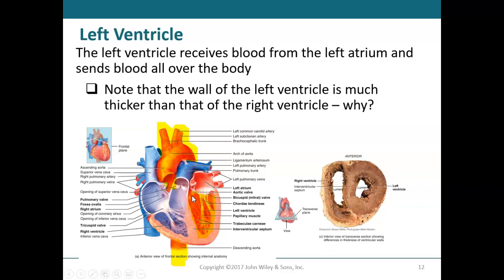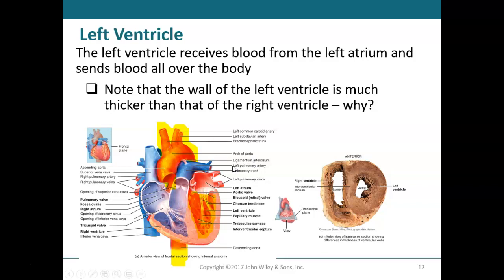Now once that blood is in the left ventricle, that left ventricle fills, it's going to contract, and blood pushes against another swinging door. That is your aortic valve. Your aortic valve opens when that pressure of the blood pushes against it and blood goes into the aorta. Now the aorta is the main artery taking oxygenated blood away from the heart and out to the body.